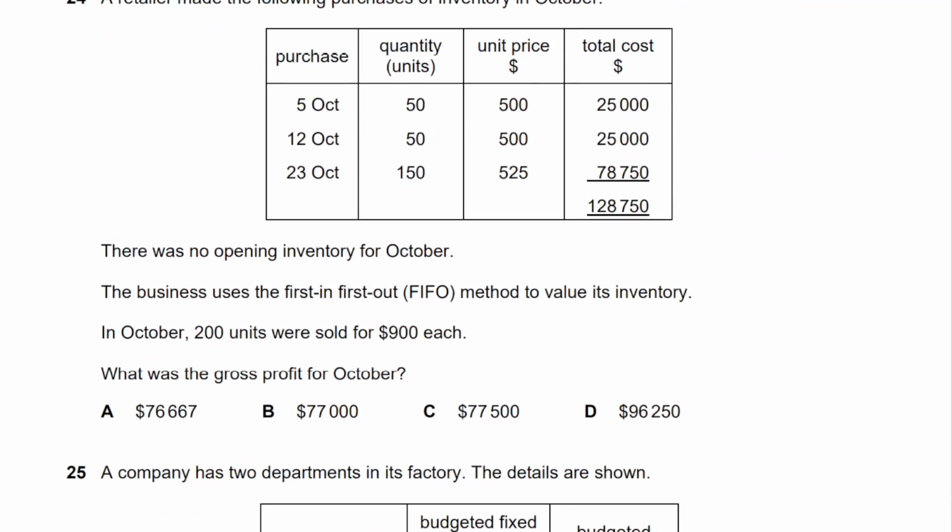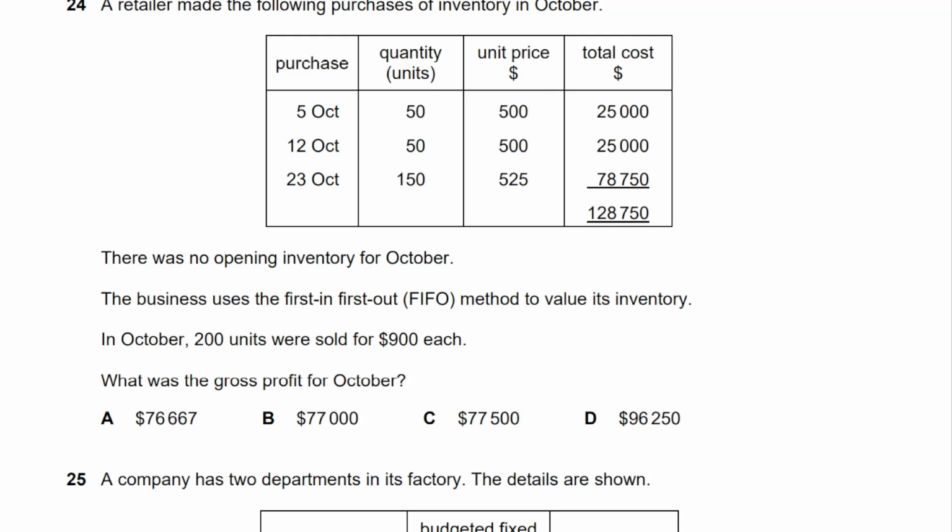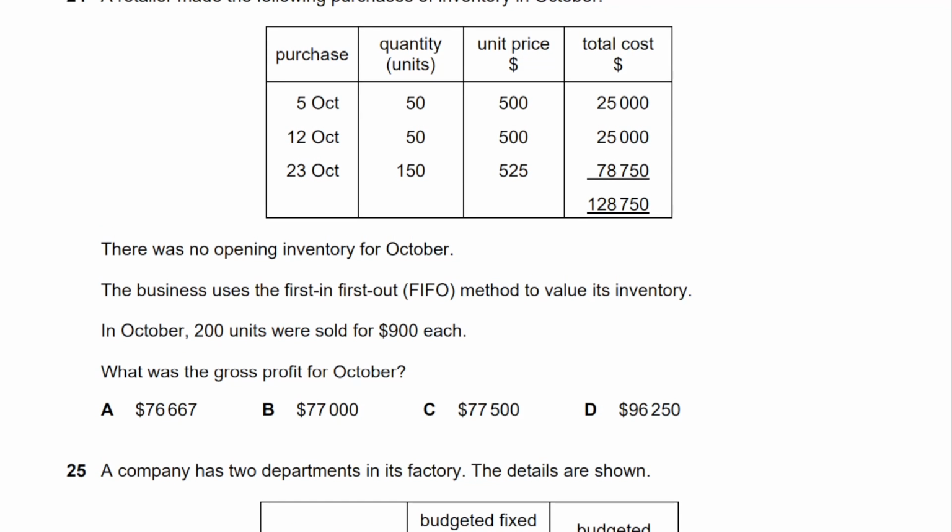Number 24. A retailer made the following purchases of inventory in October. So he made a purchase on 5th, 12th, and 23rd October. These are the quantities, the unit prices are given, the total prices are given, okay? The unit prices don't change for the first two. There's a change in the third one. There was no opening inventory. The business uses first in, first out method to value its inventory, first in, first out. Okay. In October, 200 units were sold for $900 each. What was the gross profit for October?